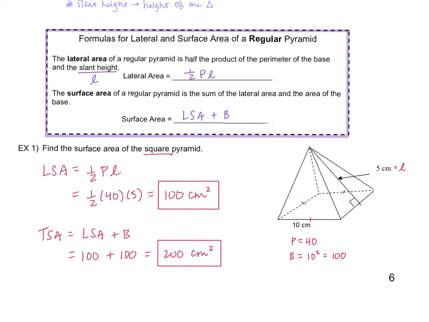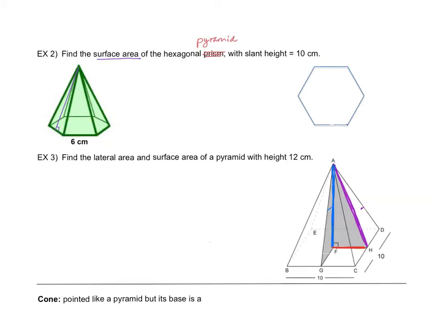Now let's go ahead and head to the next page to practice a couple more problems where we're not necessarily looking at a square pyramid, but different types of pyramids. All right, so we're on the next page. I'm actually going to have you make a quick correction in example number 2. It says in the directions, find the surface area of the hexagonal prism. Correct that word so it's pyramid. This should be hexagonal pyramid with slant height of 10 centimeters.